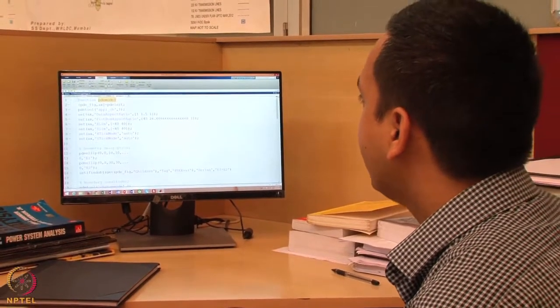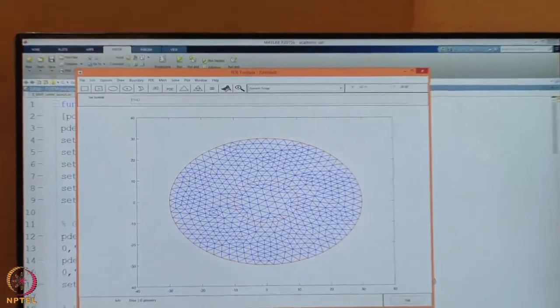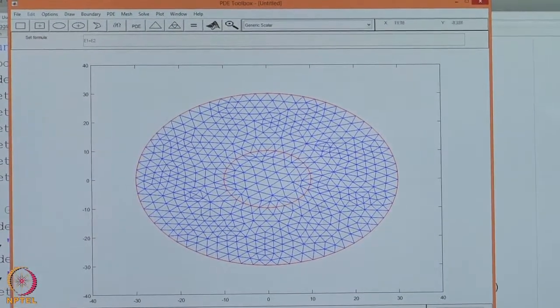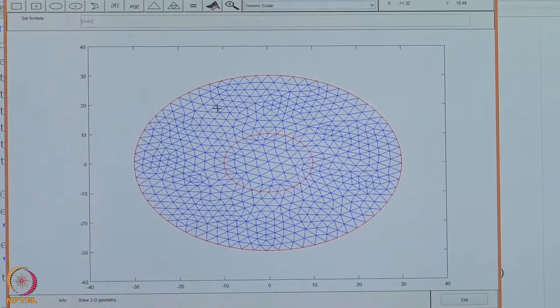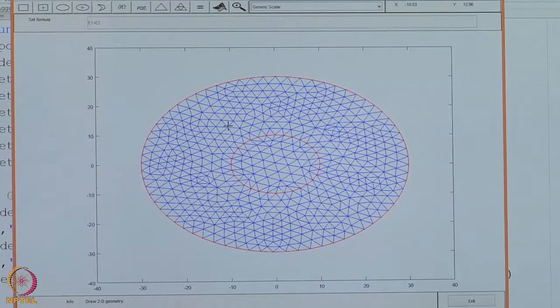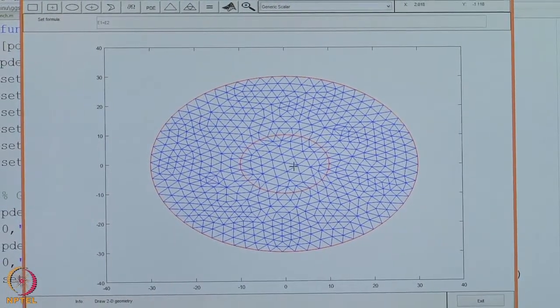Yeah. So this is our problem. If you run this problem, it goes to the window of the PDE toolbox and gives us the meshing. This meshing we have got using triangular elements. So in the PDE toolbox, we just use triangular meshing. And we can also use this meshing in a panel.